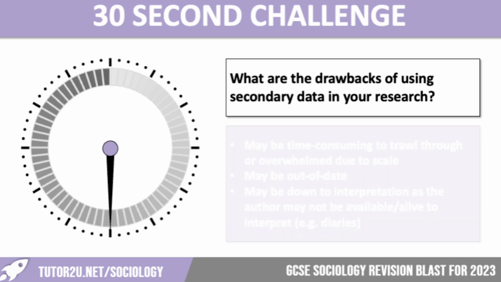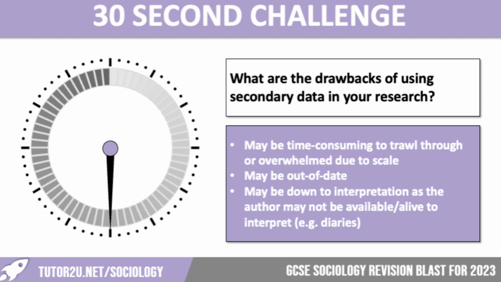Okay, what did you come up with for this one? So they may be quite time consuming to trawl through, and it can be overwhelming due to the scale. So for example, trawling through the census data, it may be out of date. So again, if we talk about the census data, it is collected every 10 years. It was released earlier this year, actually maybe at the start, maybe at the end of last year, but that was the 2021 census. But up until then, we'd been relying on the census data from 10, 11 years ago. And it may also be down to interpretation, as the author may not be alive or available to interpret. So for example, if you're using diaries.